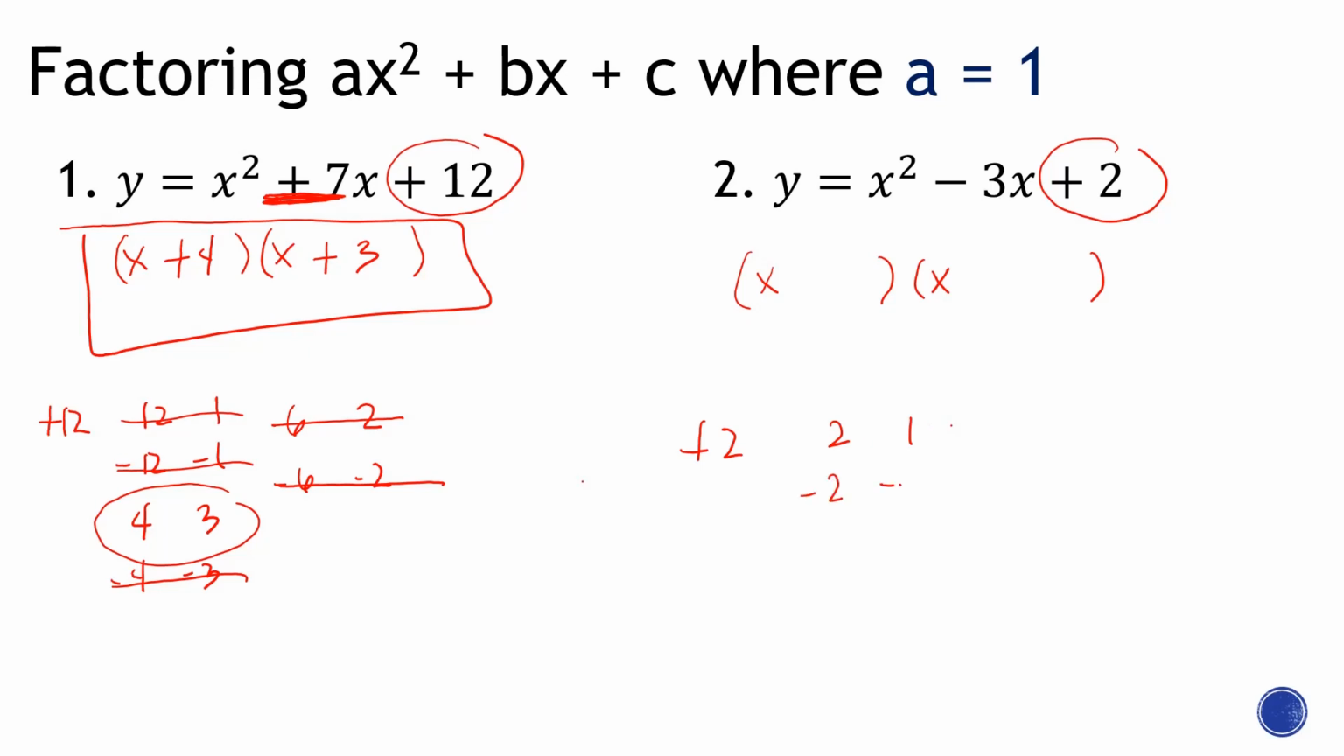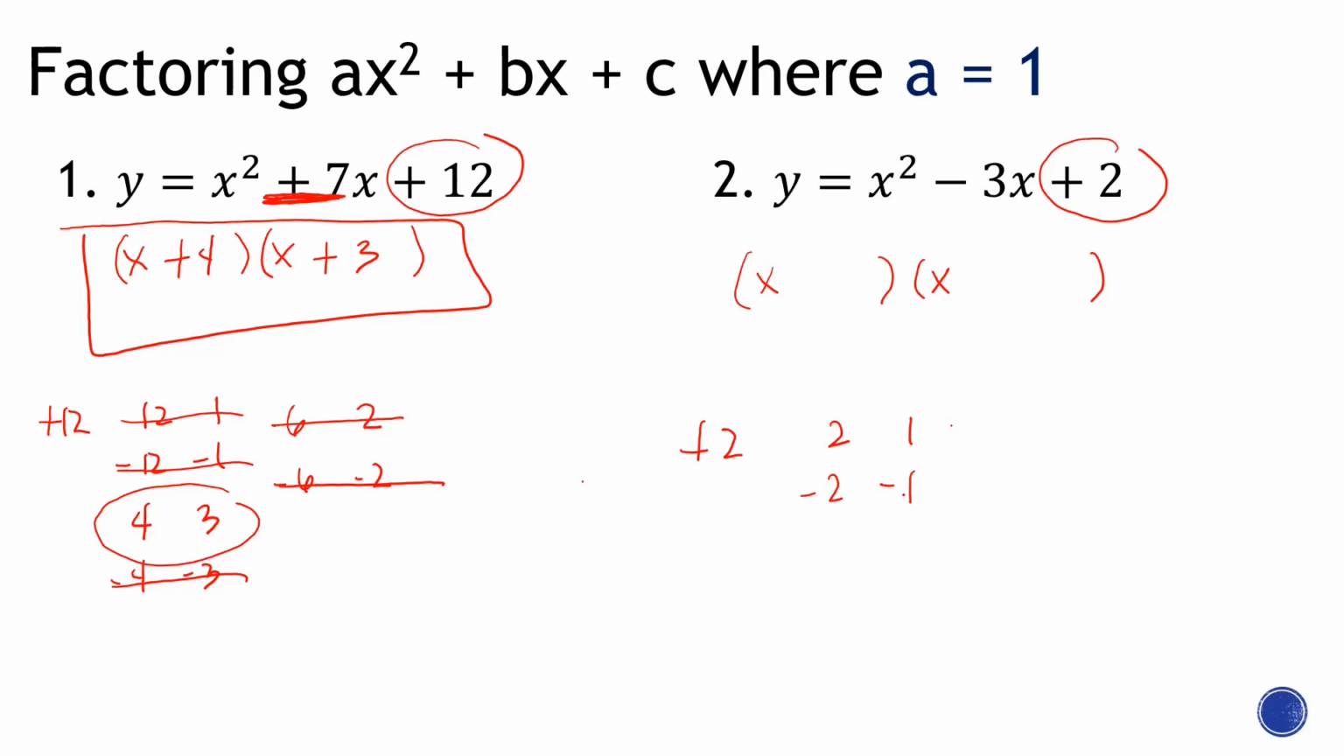That's positive 2. Aside from those two, what else do you think? We're looking for integers. So those are the only two combinations. Which one will give us a sum of negative 3? That's the next step. So it's like a puzzle, right?